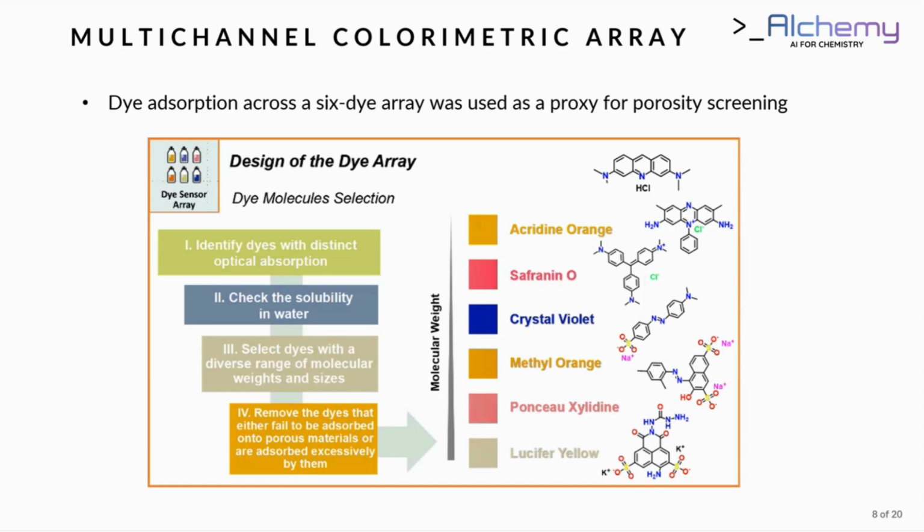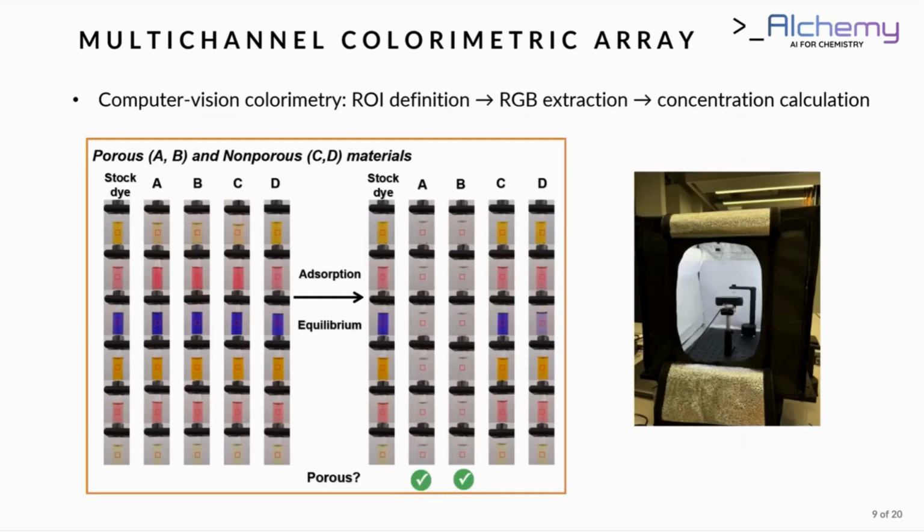And then to validate the concept, we set up a control black box system for the computer vision analysis. We then tested the dye array against four commercially available materials, two porous and two non-porous. The results show a clear distinction: the porous samples caused significant fading in multiple dyes, while the non-porous materials retained their color.